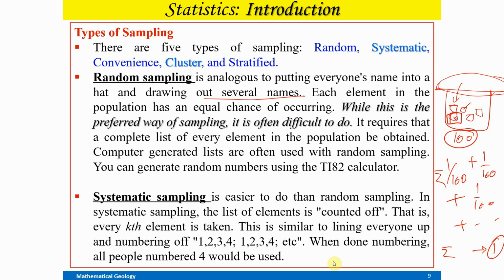So when I'll be presenting any theory or anything, we'll generally be considering random sampling. What's the criterion to have random sampling? It requires that a complete list of every element in the population be obtained. Means तुमको मालूम है तुम्हारा नाम है इसमें, and you know that a finite number of chits are there, like 100 chits are there. So it requires that a complete list of every element in the population be obtained.